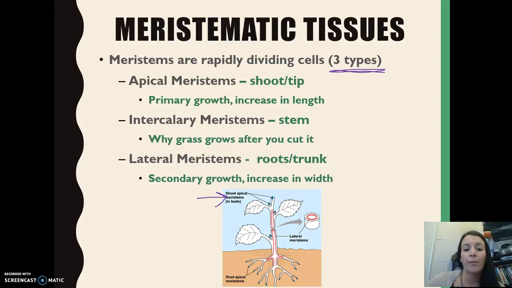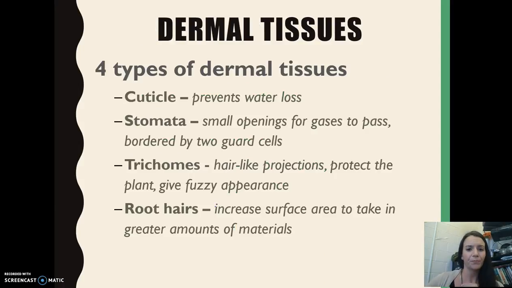Your intercalary meristems are the stem itself. This is why when you cut your grass, it still grows. It's not like you cut it once and it's done growing. It keeps growing. And your lateral meristems, on the other hand, are things like your roots and your trunk. These are secondary growth. They're going to increase in width as well. As you know, trees don't just grow up, they also grow wider. So if you've ever seen trees that have like a rope or wire or something tied around it, eventually it ends up cutting into the bark because the tree's expanding and growing.